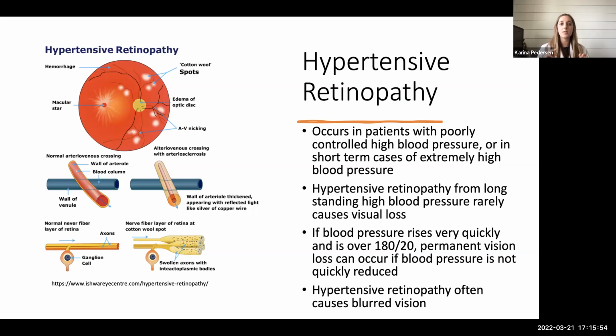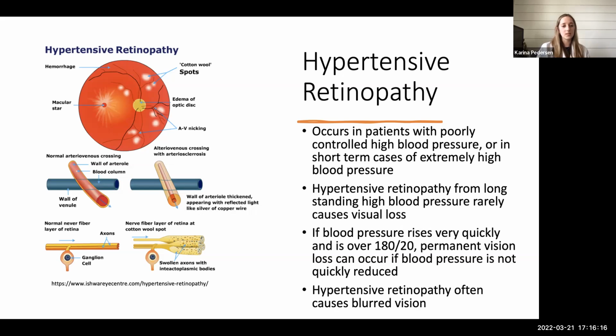in case of a hypertensive emergency and is over 180 over 120, sorry, that should have a 1 in front of the 20, permanent vision loss can occur if blood pressure is not quickly reduced. And in general, it can often cause blurred vision.